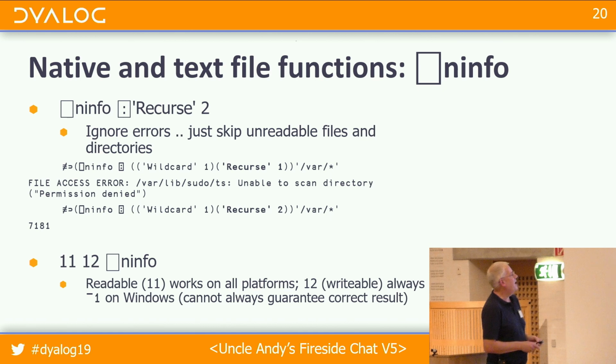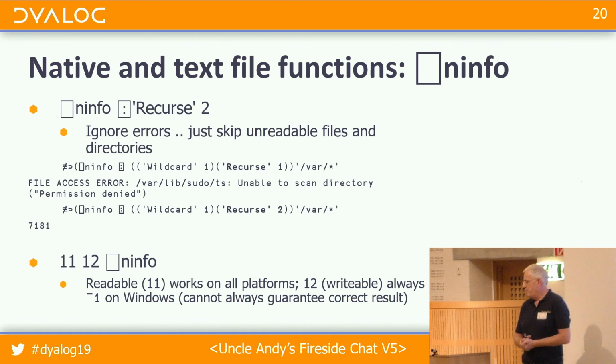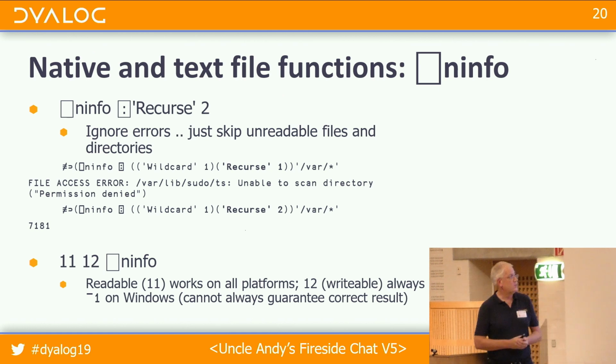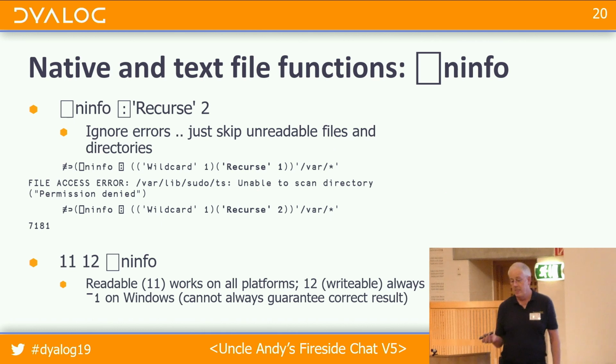Richard's been busy. He's added the recurse 2 variant to quad N info. We added recurse 1 to quad N info that says search here and downwards for files. And that's all very well until you get to the point where you have a directory where you don't have read access, at which point you promptly get, with recurse 1, a file access error and gets nothing back at all, which isn't very helpful. What we've done with 2, and I'll come on to a little demonstration of that in a minute, is that recurse 2 effectively skips unreadable directories and tells you what it can tell you.